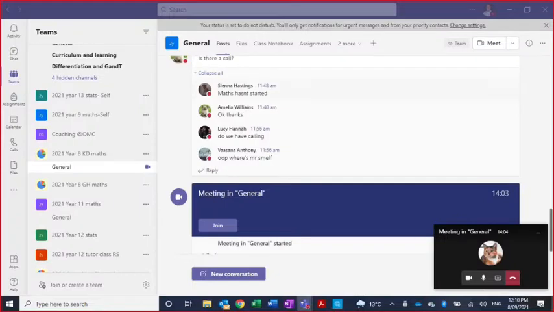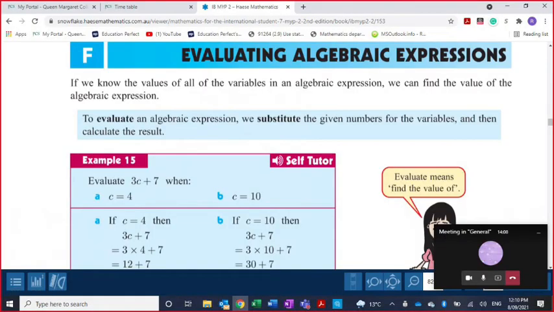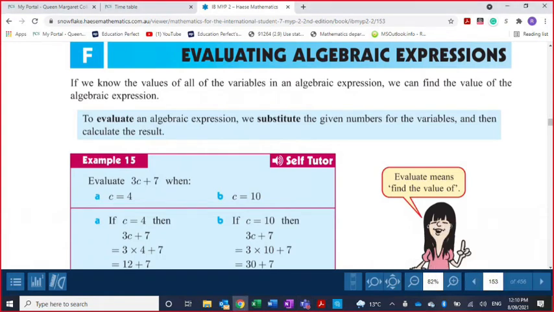So let's go to the book. Mr. Self? Yes. Do we do any Kahoots today or no? No Kahoots today, just math work. Okay. All right. Here we go.